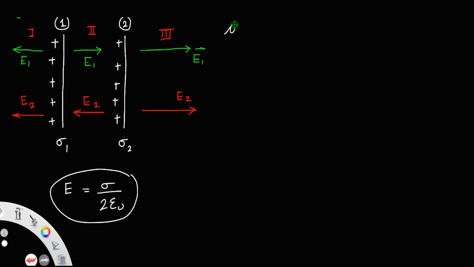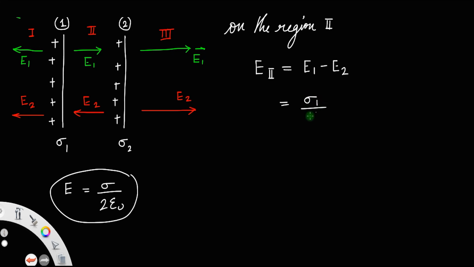On region 2, the net electric field: this one is towards the right and this one is towards the left, so they are in opposite directions. So E1 minus E2 is the net electric field. E1 equals sigma 1 by 2 epsilon 0, minus E2, which is sigma 2 divided by 2 epsilon 0. So this is equal to 1 by 2 epsilon 0 times (sigma 1 minus sigma 2).